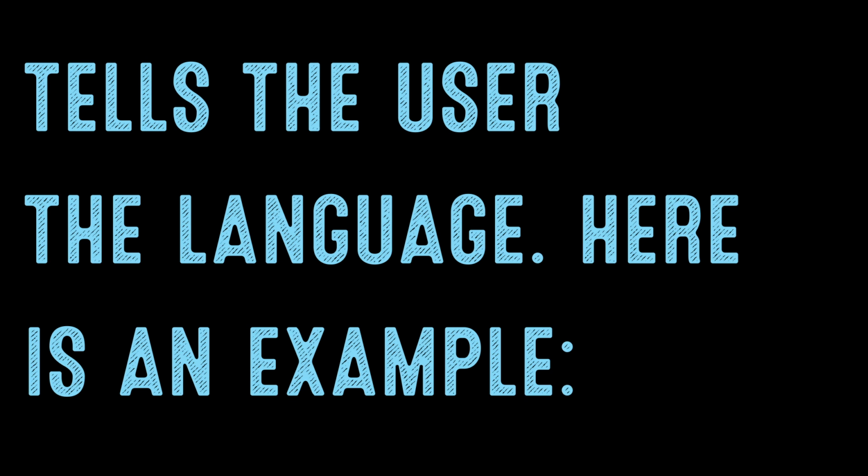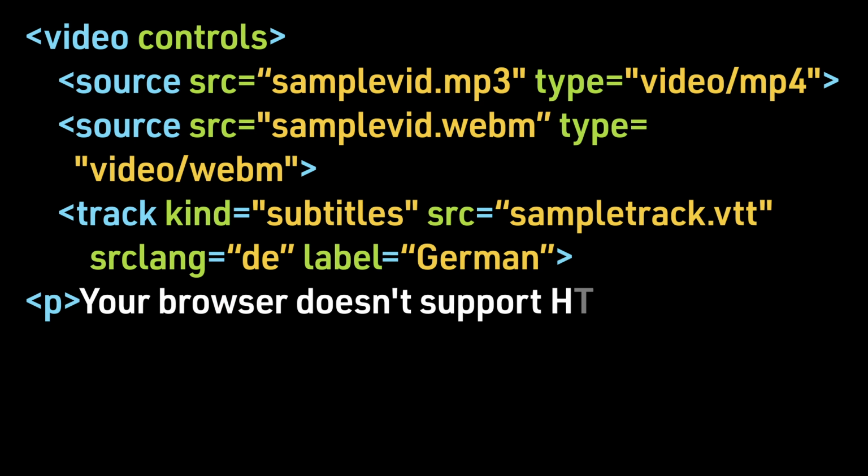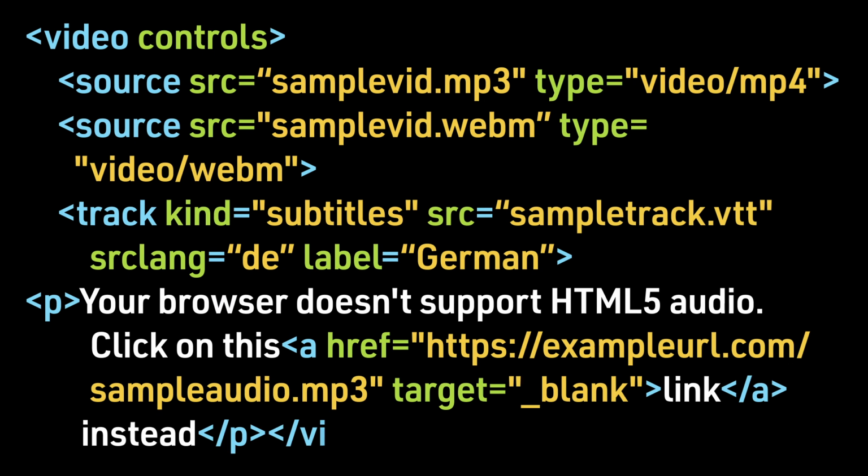Here is an example. So as you can see, the track element is added after the last source element, which is a WebM format. The kind attribute is specified as subtitles. The src attribute tells the browser where to find the file, which is a WebVTT file. And the language of the file is German, and the label is in German.